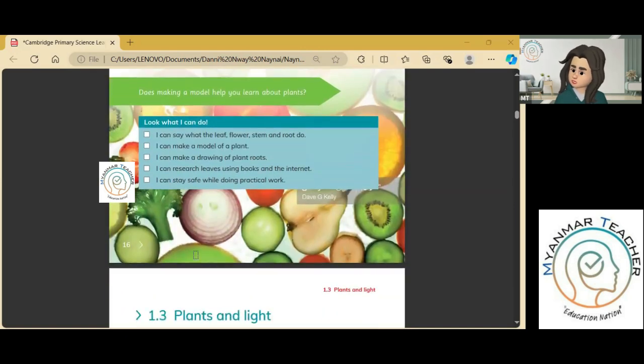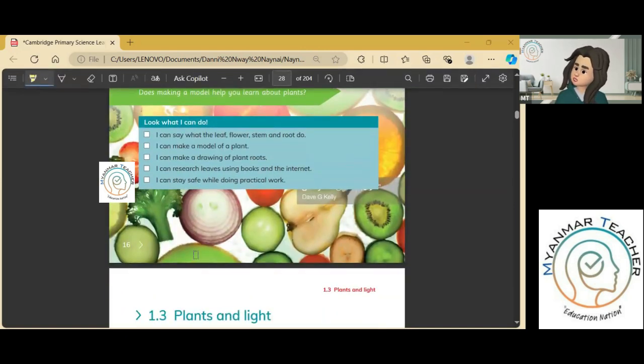Look what I can do. I can say what the leaf, flower, stem, and root do. I can make a model of a plant. I can make a drawing of plant roots. I can research leaves using books and the internet. I can stay safe while doing practical work.